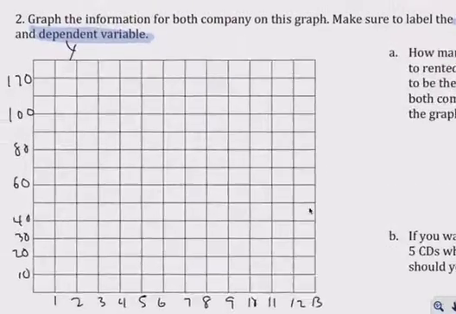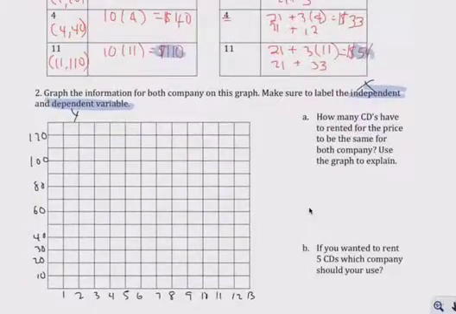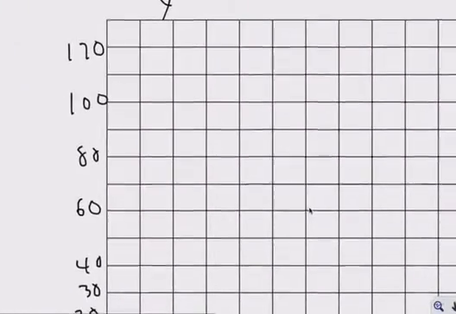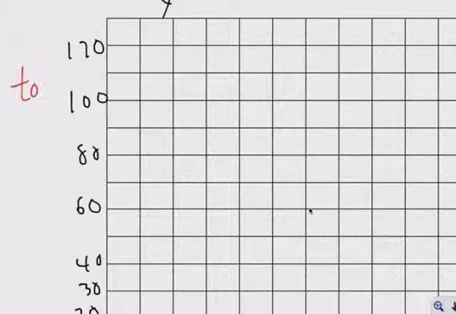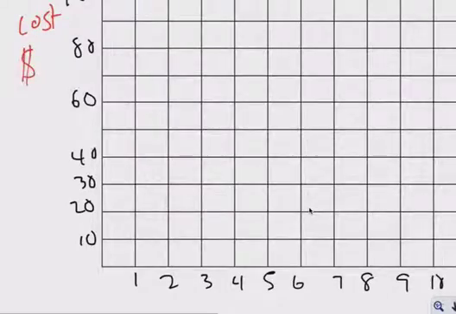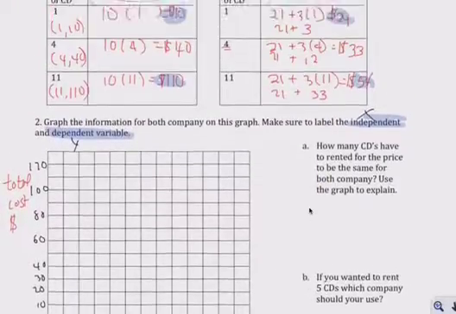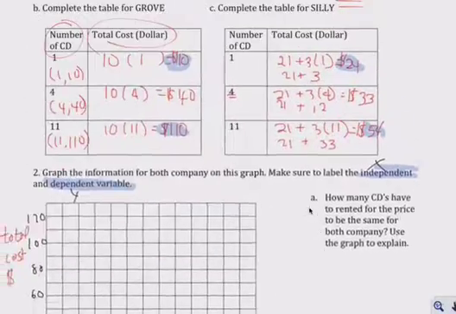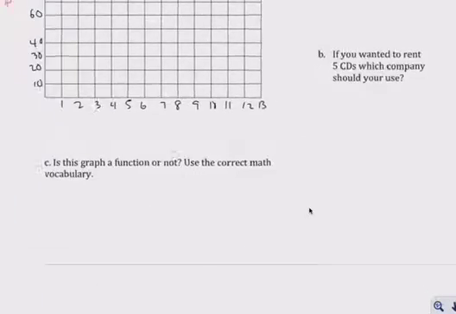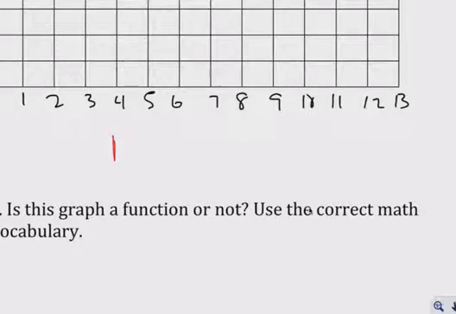So the y is the output, the answer. That goes right here. This is total cost here. Total cost, and in dollars. These are all dollar amounts. And down here are the number of CDs. That's your x. This is your y. So here's your x, is the number of CDs.